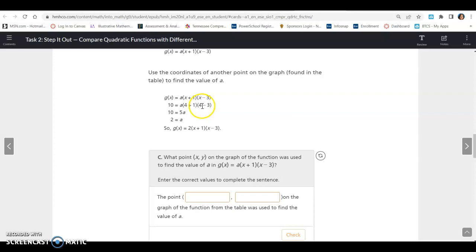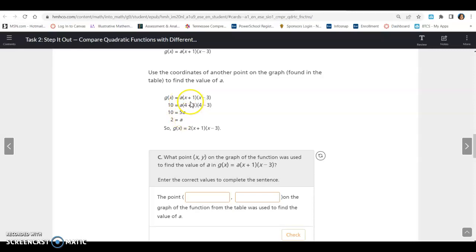So they used 4, 10. So 4, 10 was a point from the table. And they plugged 4 in for both x's, and they plugged 10 in for y, or g of x. Okay? So then you just solve. So you got 4 plus 1 is 5. 4 minus 3 is 1. So that's going to leave 5 times 1, which is just 5a. That's where this comes from here. And then divide both sides by 5, you get 2. So they quickly found a by just using a third point from that table.